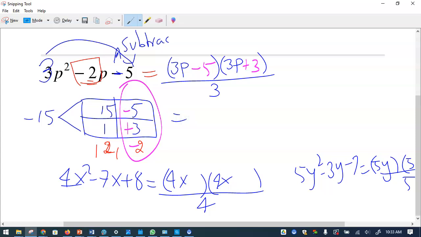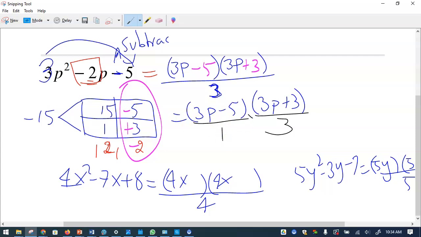How? This 3 eventually has to somehow get cancelled out. So this 3, I'm going to use up for the second factor, that is 3p plus 3. And here you divide by 3. And I'm going to put this like 1, see? And now you can cross out the 3. 3 divides 3 one time, and 3 divides 3 one time. So your final answer is 3p minus 5 and p plus 1, and you're done.